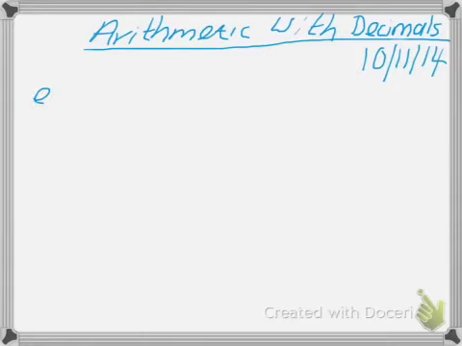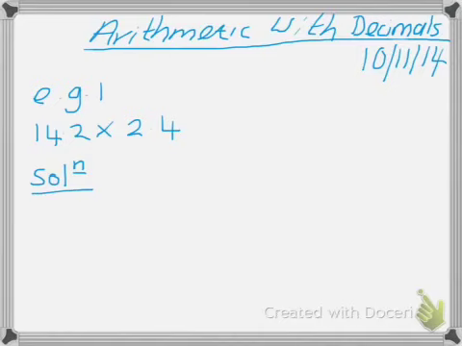So the first example that I'm going to have a look at, so this is example 1. I'm going to have a look at 14.2 multiplied by 2.4. And my solution, which I'm going to write like that, I'm actually going to do 142 multiplied by 24. In other words, I'm going to imagine that the decimal points aren't actually there. Now you might have seen this before, but this is what I call Chinese multiplication.